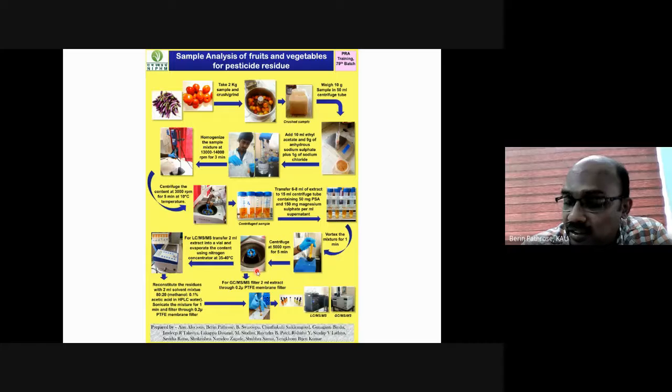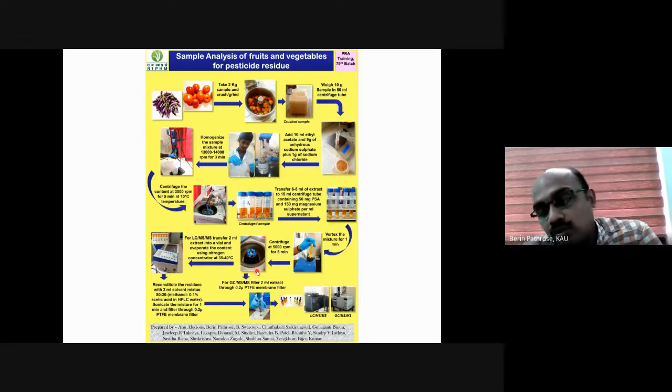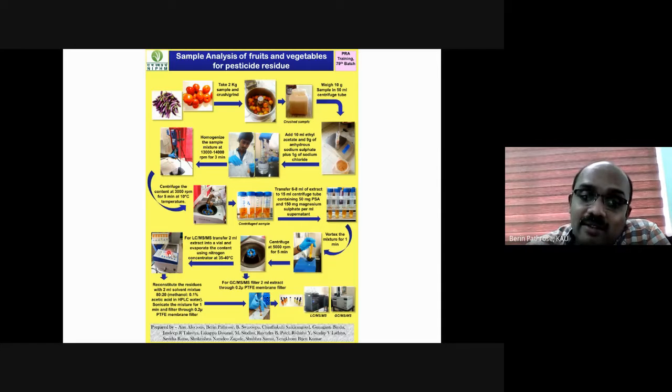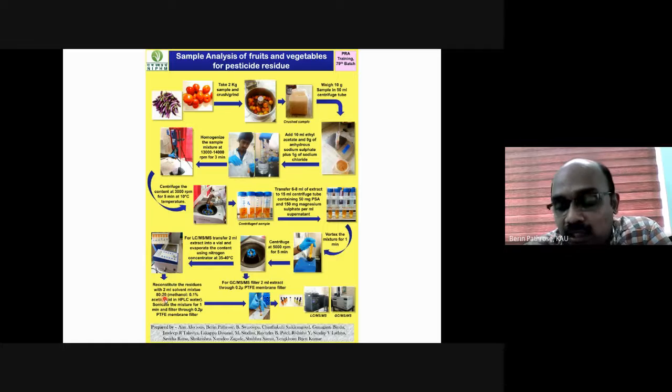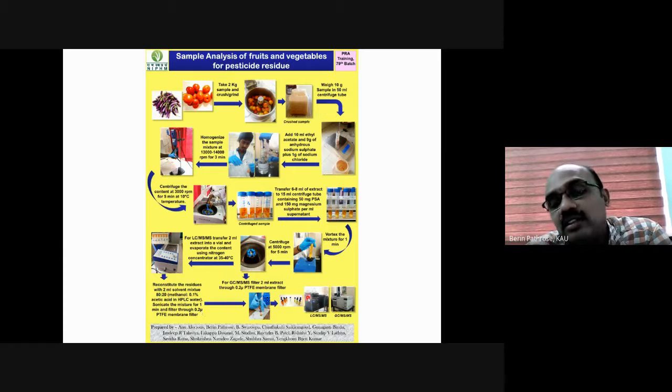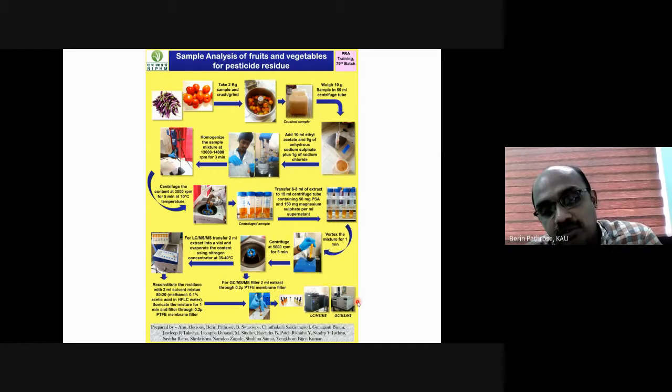And ethyl acetate is not suitable for liquid chromatography. We will evaporate the ethyl acetate, and once it is completely evaporated, we will add a solvent which is compatible with liquid chromatography, such as methanol or acetonitrile. The same quantity: if you're taking 2 ml for evaporation, we will add 2 ml of solvent, again filter it and inject it in the liquid chromatograph.